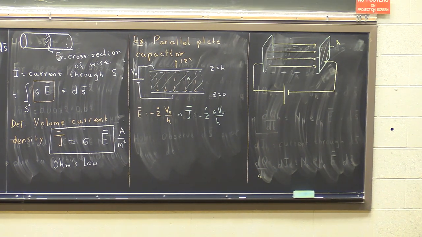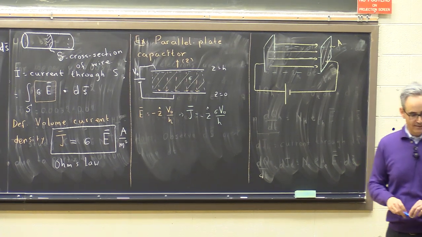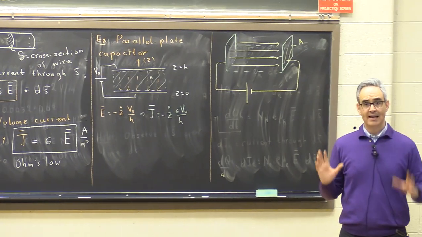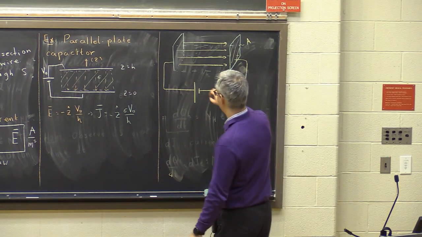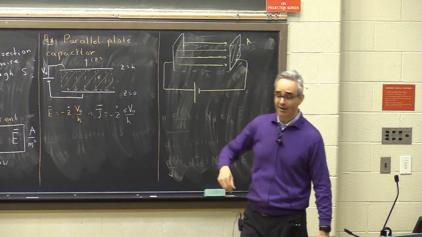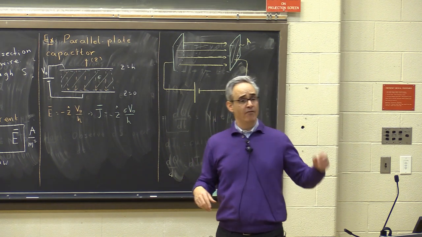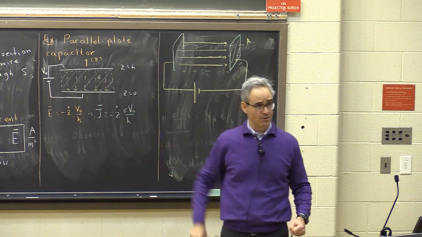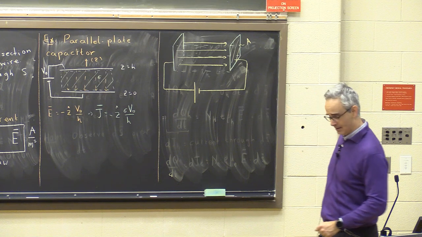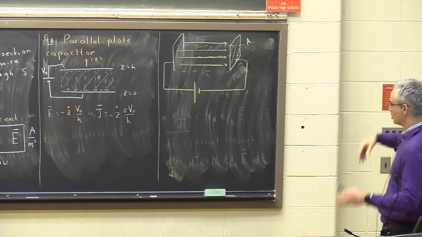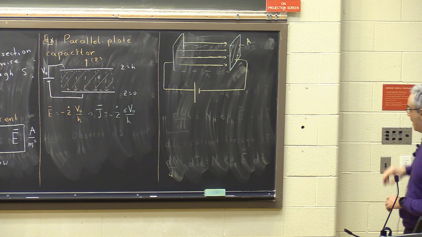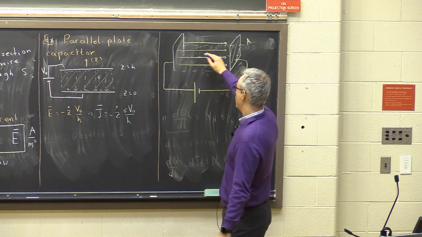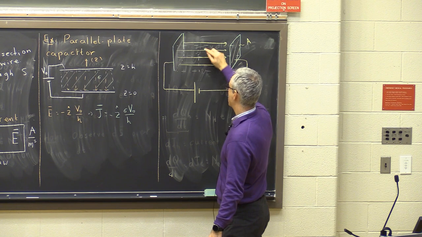Always the electric field, you see how all the concepts we've seen tie together. The electric field points in the direction of decreasing potential, from the positive to the negative. Or the electric field points from the positive charges to the negative charges. Again, you can see both concepts we've seen before manifesting themselves in this diagram. And therefore, I have this current flow through the cross section.